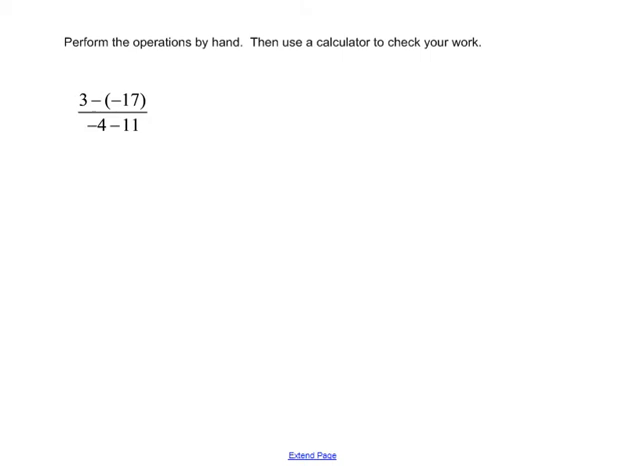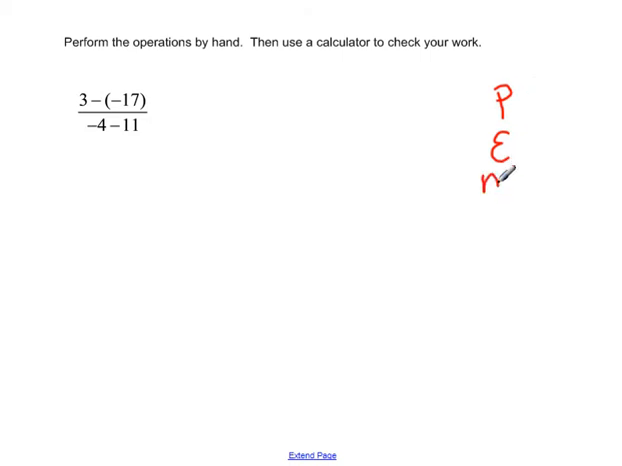Perform the operations by hand, then use a calculator to check your work. So as we look at our problem here, we can see we've got a number of different operations going on. And so let's go ahead and write down our order of operations little diagram just to help us remember what we should do when. So we have P for parentheses, and other grouping symbols are included with that.